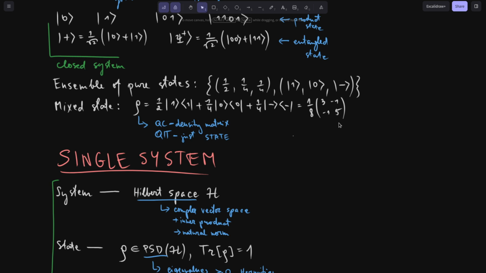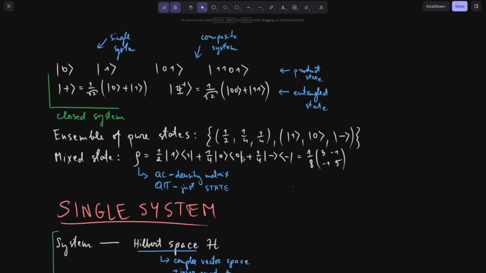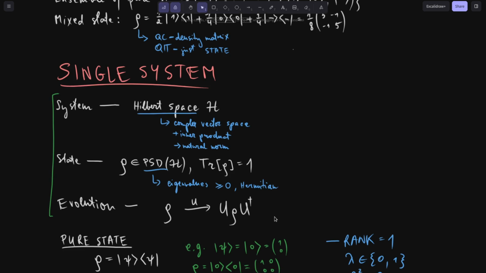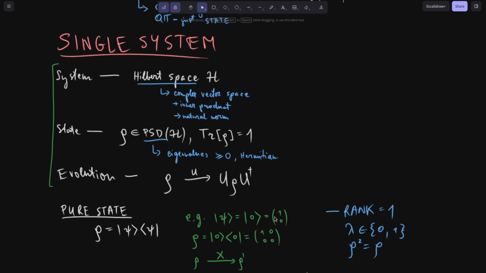Actually, most of the time it's called a density matrix, but in this tutorial we're gonna just call it a state. So if we have a state, then it's in matrix form. If it's a pure state, then it could be written in a vector form. So yeah, now we have a single system.